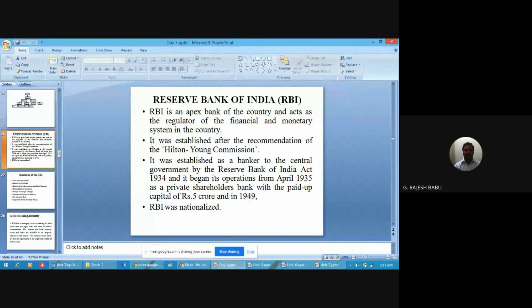It was established as a banker to the central government by the Reserve Bank of India Act 1934, and it began its operations from April 1935 as a private shareholders bank with a paid up capital of 5 crores, and in 1949 Reserve Bank of India was nationalized.